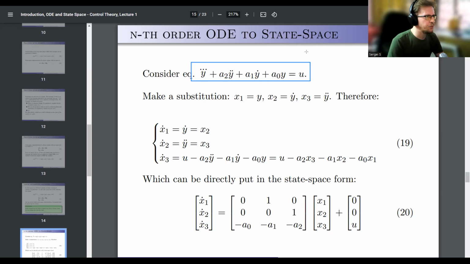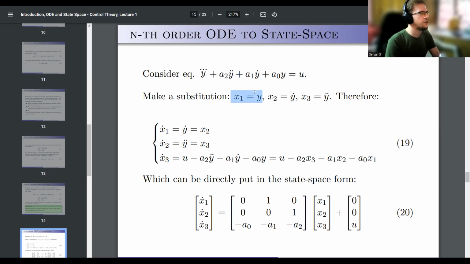Let me first propose a change of variables. x1 will become y, x2 will become y dot, and x3 will become y double dot. Why did I do this? Well, I can. There is nothing wrong with it.